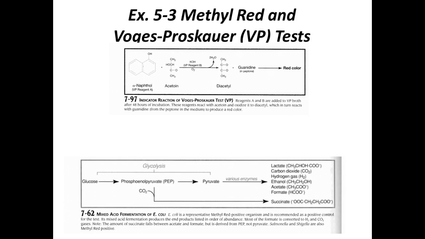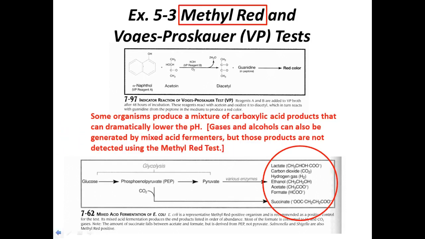So for glucose, some organisms can produce a mixture of acids. E. coli, I think, is the example they have here. Yep. So E. coli, when given glucose, can generate lactic acid, carbon dioxide, hydrogen gas, ethanol, acetate, formate, and succinate. There's a whole lot of acid and some gas in there too. So we're not testing necessarily for individual acids, but the fact that it produces a lot of acids. Hence the name of the test, mixed acid fermentation, where you're getting a mixture of several different acids.